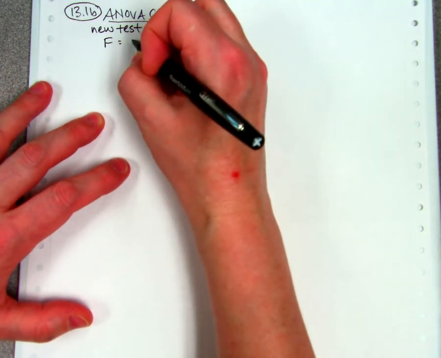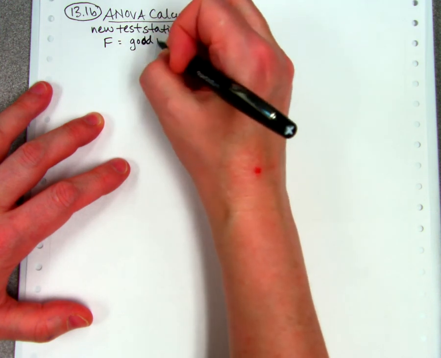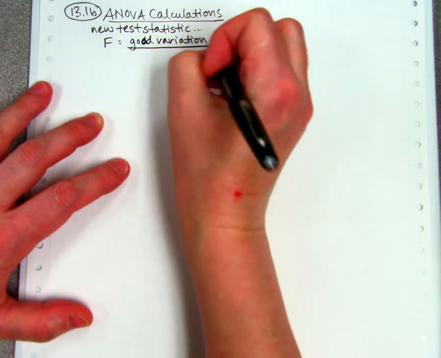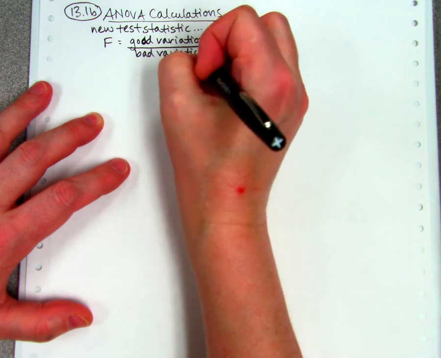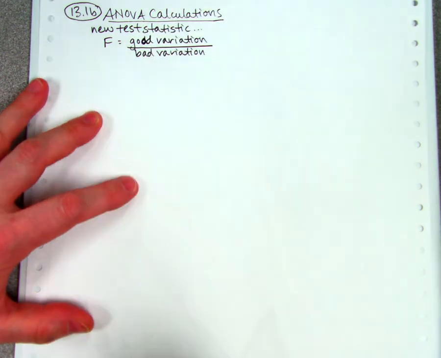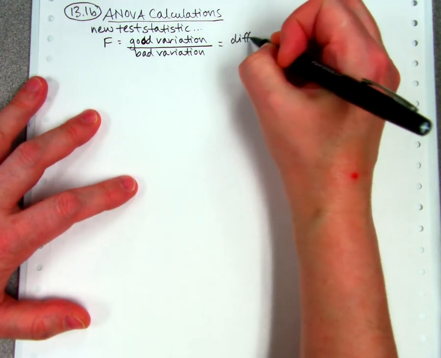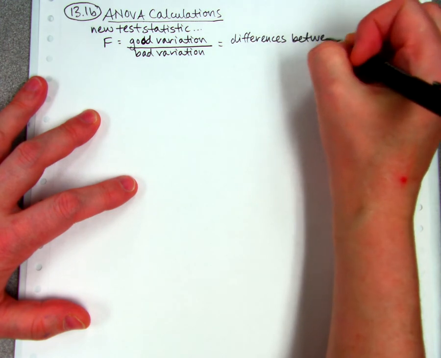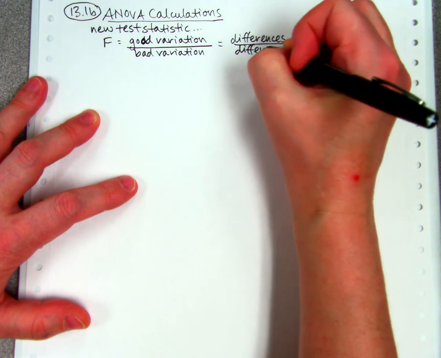And it is calculated as we talked about: the good variation divided by the bad variation. We're going to learn how to calculate those today. So the more good we have compared to bad, or the bigger F is, the more likely we are to reject. Another way of looking at that is, remember, the good variation is the differences between groups, and the bad variation is the differences within. So today I'll show you how those are calculated.